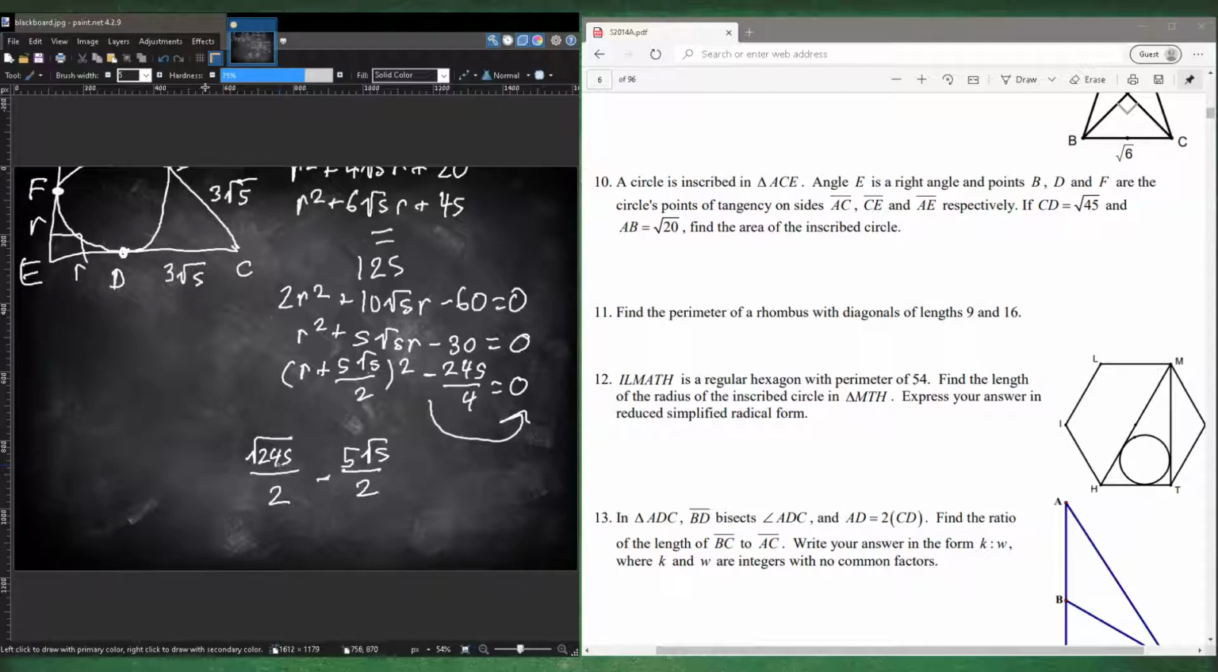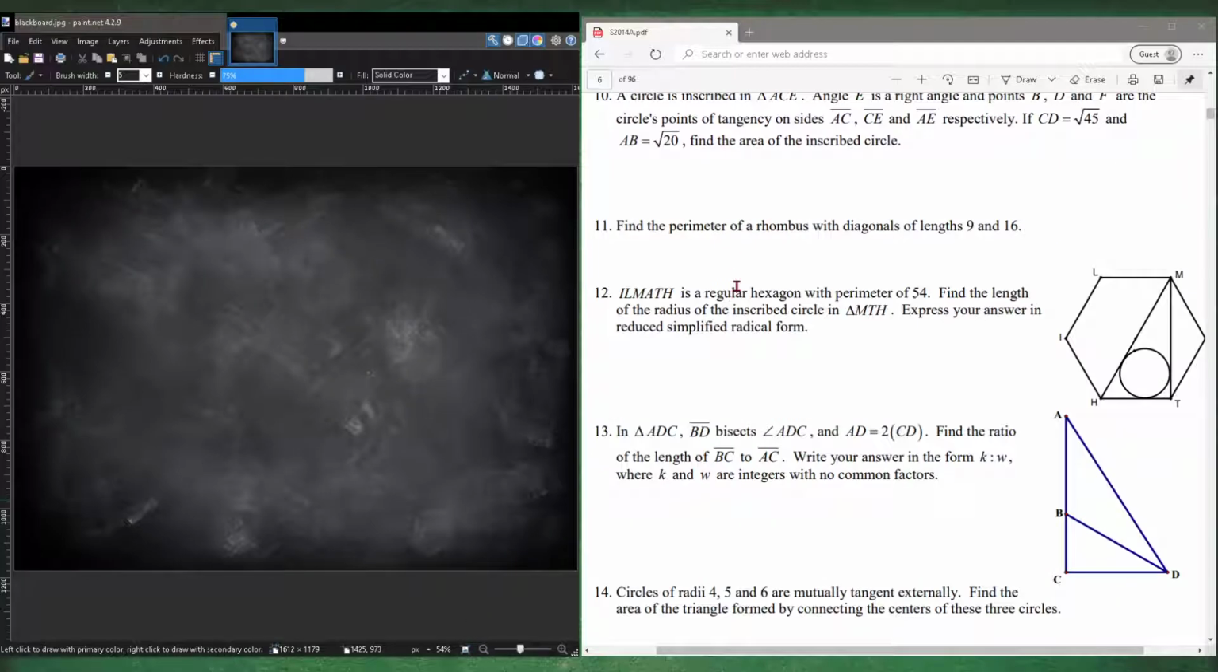Well, 245, if you divide by 5, that is 49. So this is actually 7 square root 5. So 7 square root 5 minus 5 square root 5 is 2 square root 5, over that 2. So it's actually square root 5. So your radius is equal to square root 5. That means pi radius squared, which is your area, you just square this, which is 5 pi. And that is your answer for number 10.